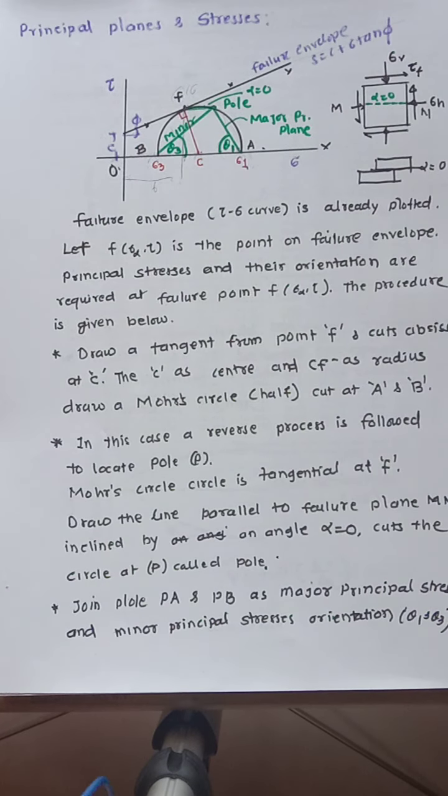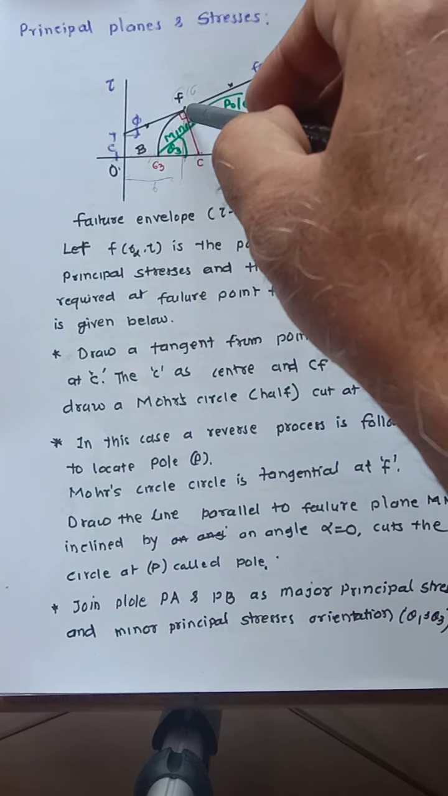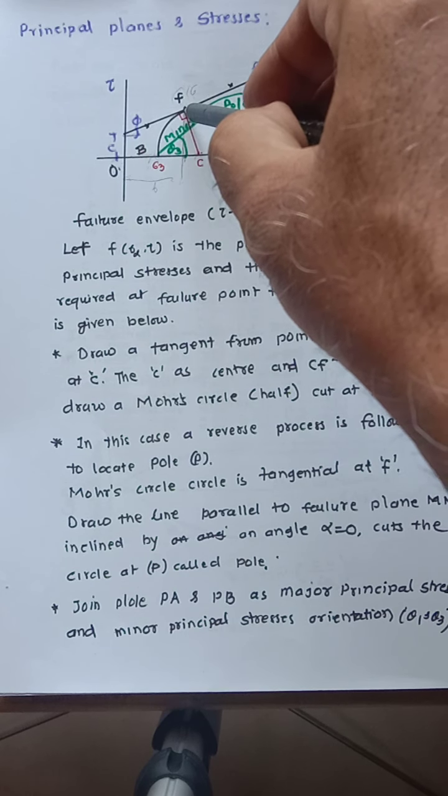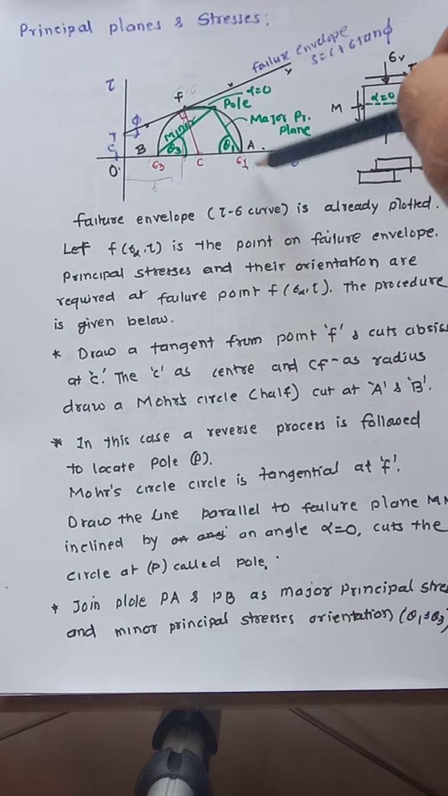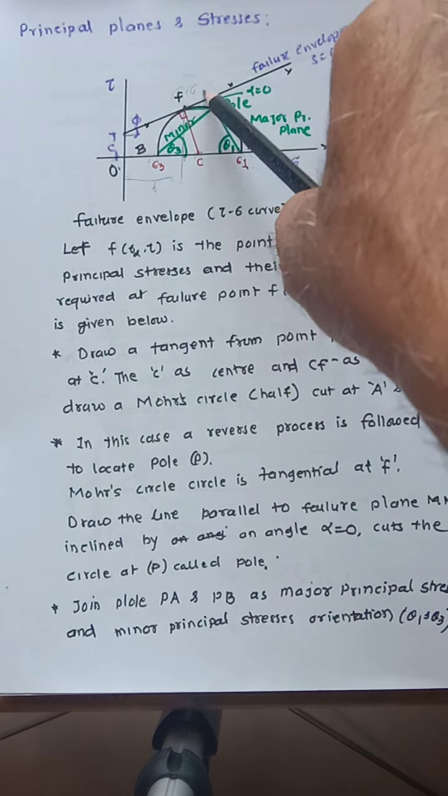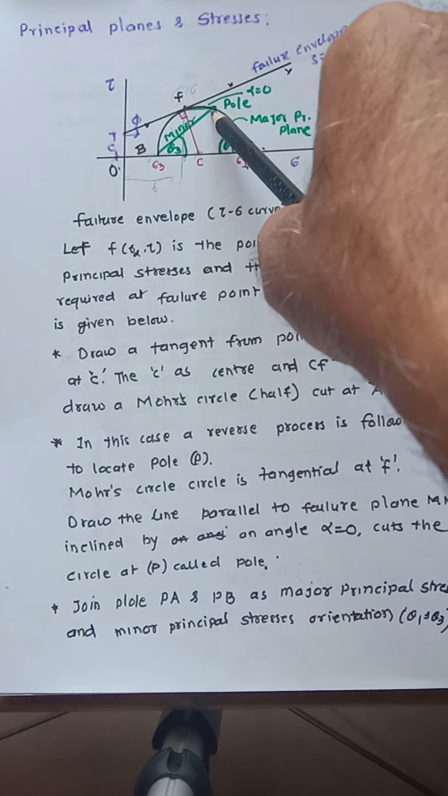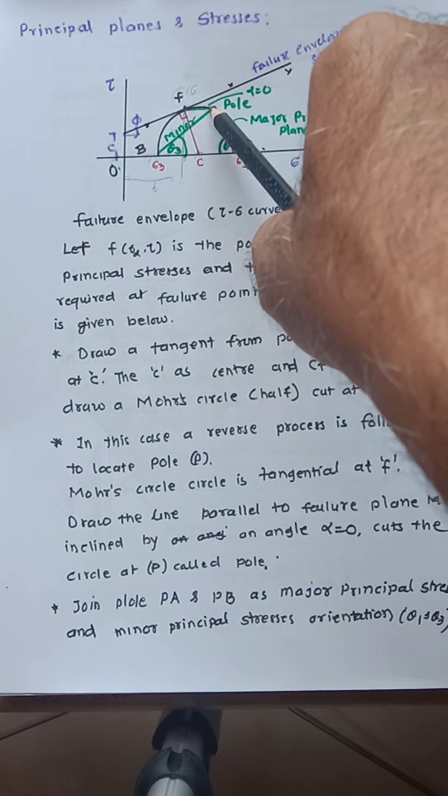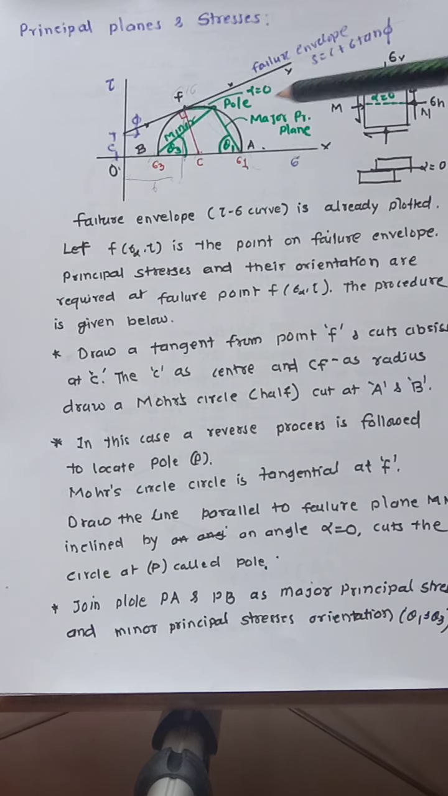Now the procedure here is slightly reverse to what we discussed for the Mohr circle earlier, because here the point on the failure plane is already known, but the pole is not. Earlier, how did we do it? From A, we draw a line parallel to the plane, AB. It intersects the circle and we get the pole. Then we draw the second. But here the pole is not known.